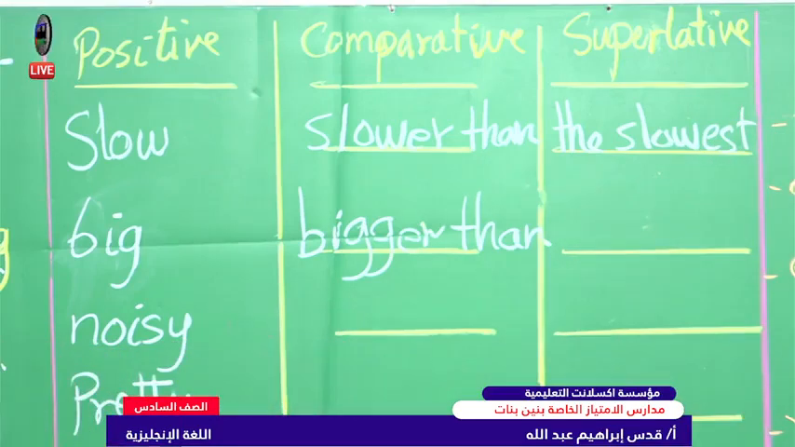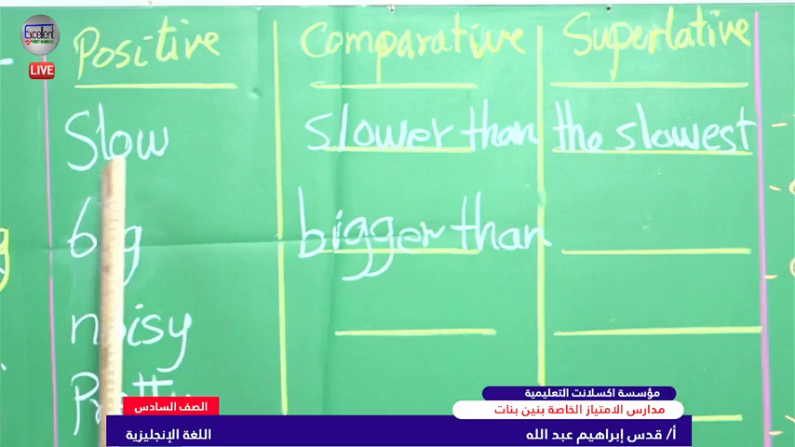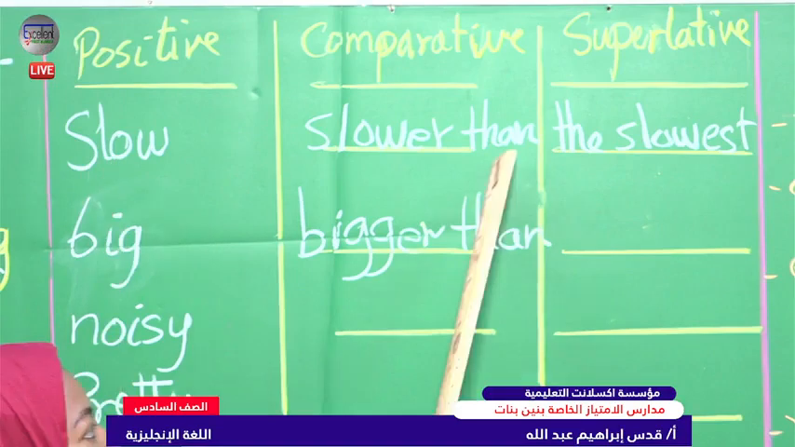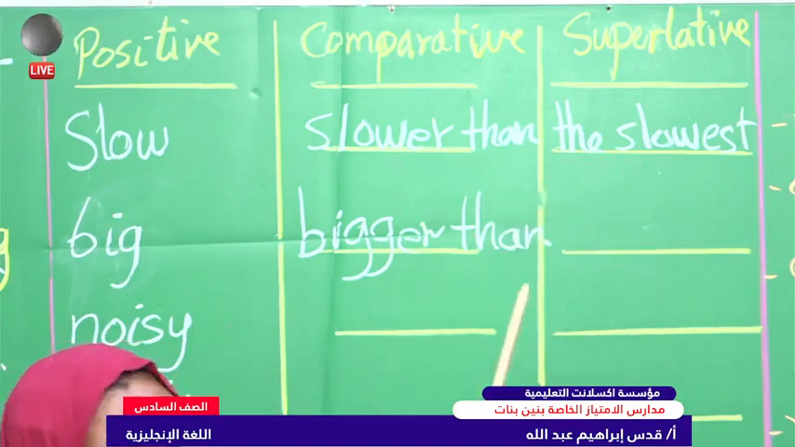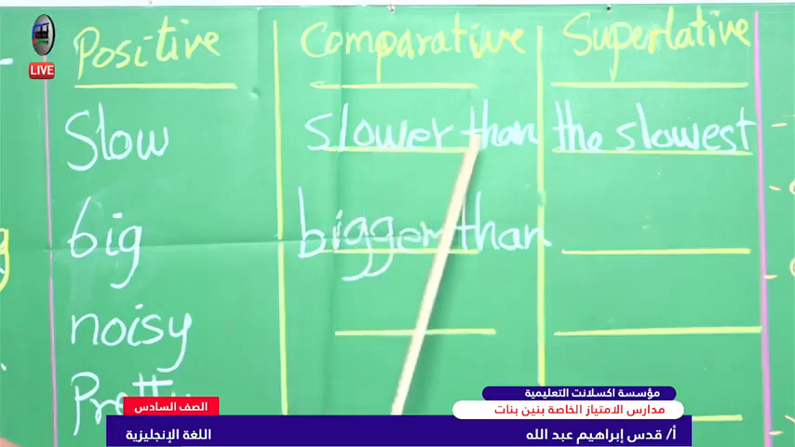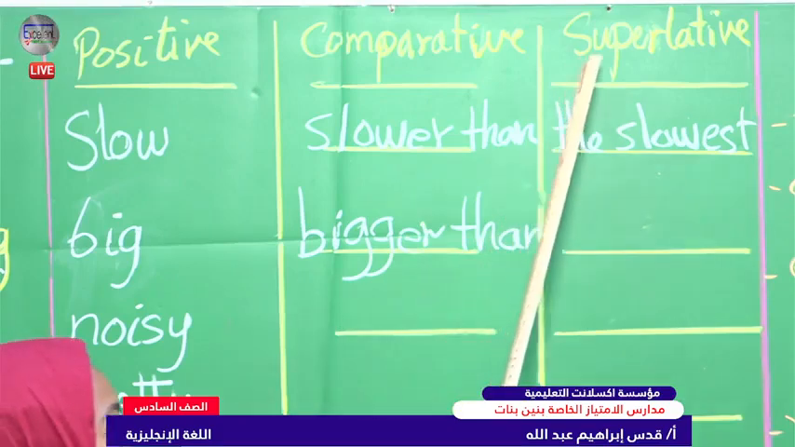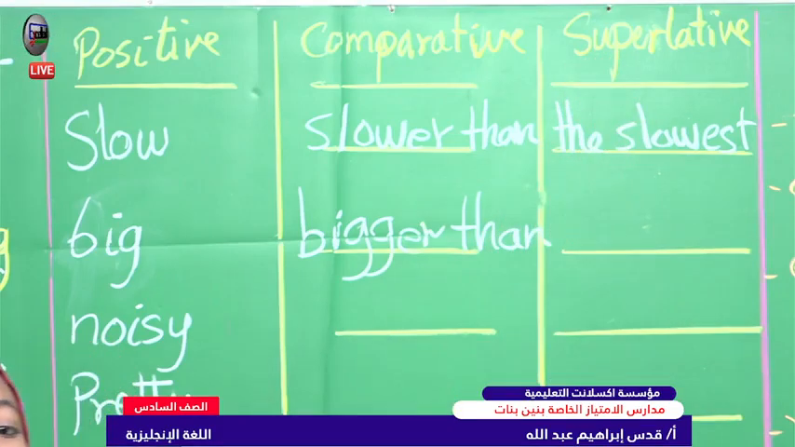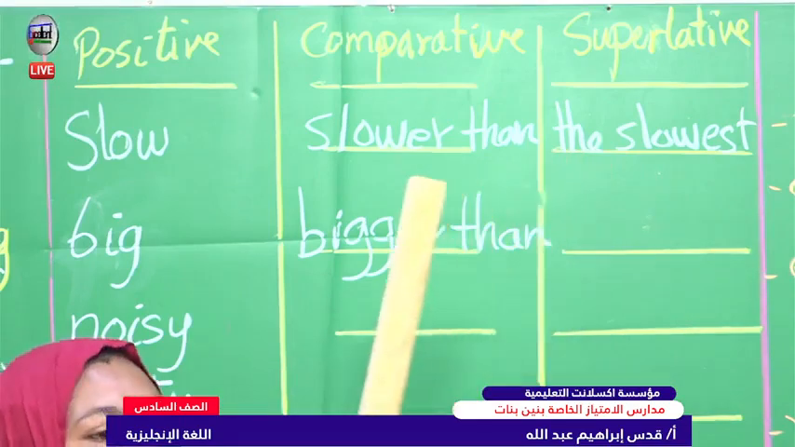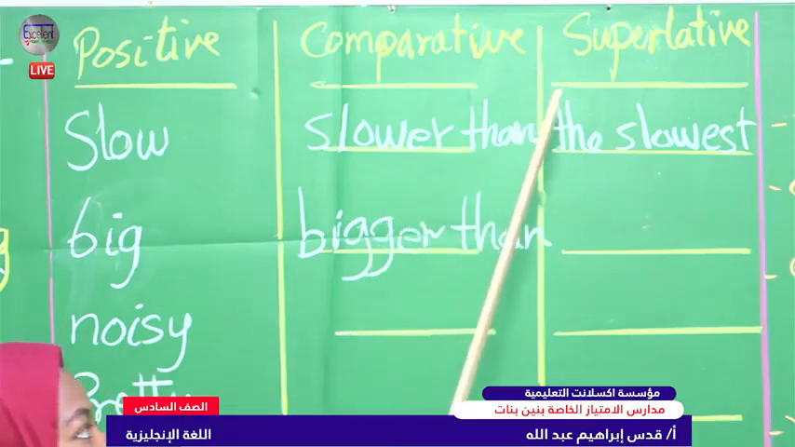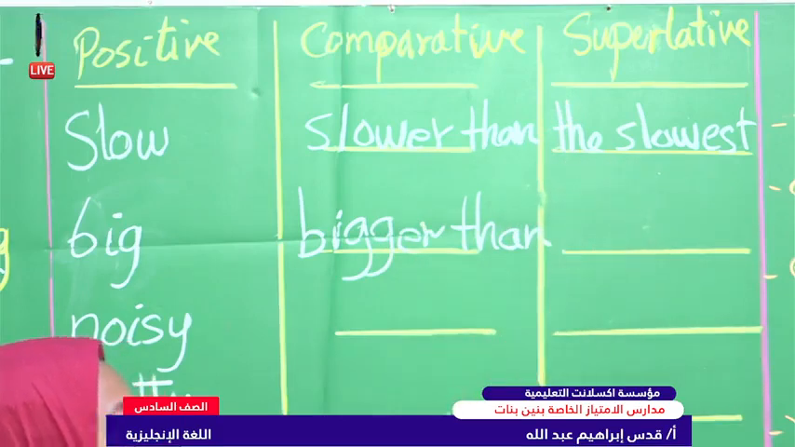Slow, slower than, the slowest. This is a comparative. I want to compare between two things. عايز أقارن بين حاجتين. Slower than. Sakia is slower than the pump. If I want to make the superlative, I'm gonna say Sagia is the slowest. Okay? Here, I don't compare between two things. I give it the superlative. بدي الأفضلية, the slowest. الأبطأ.